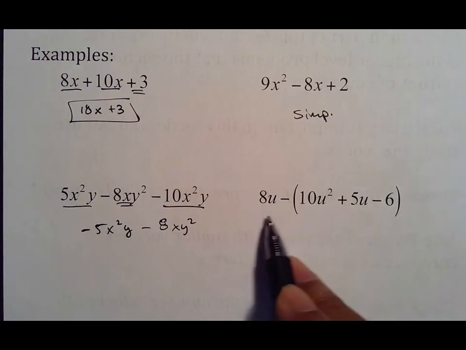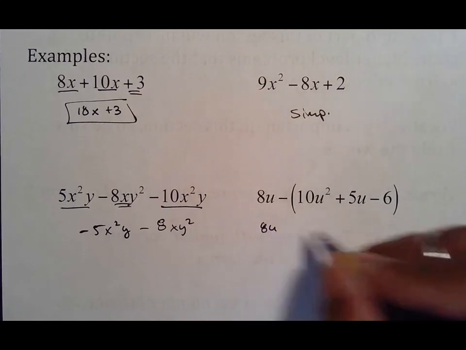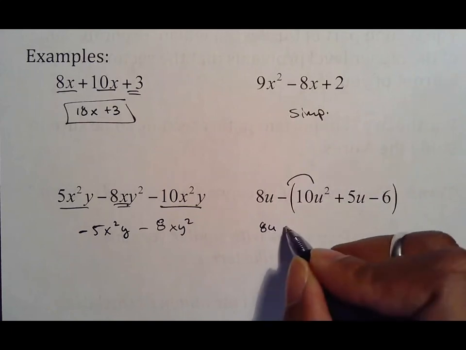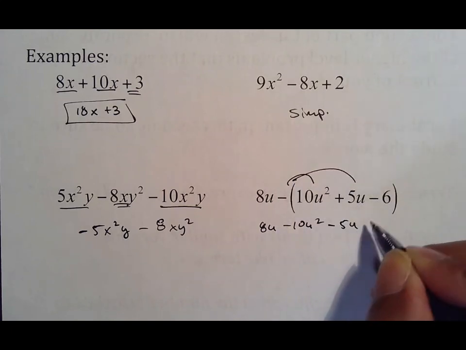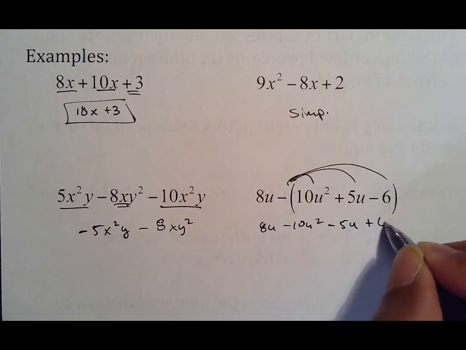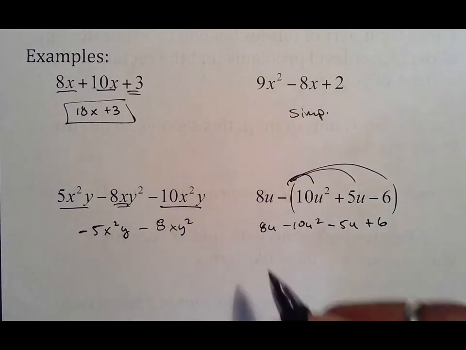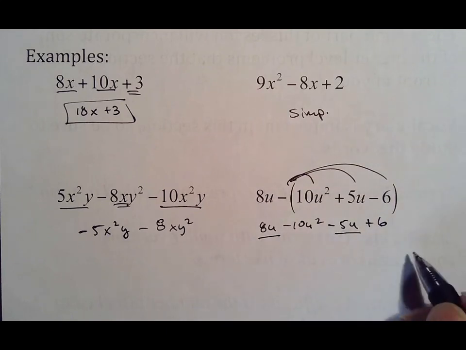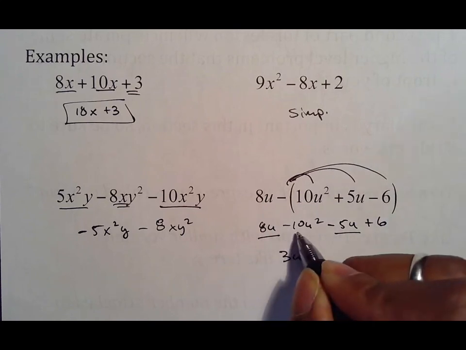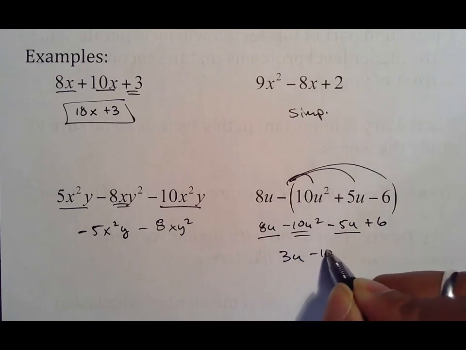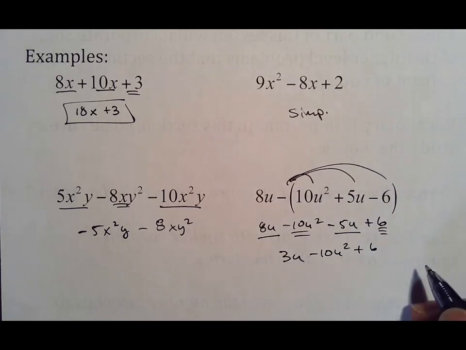Minus all of this is going to put your distributive property together. So 8u right now sits while this distributive negative flips to 10u squared, flips to 5u, flips to negative 6. Now we put like terms together. 8u goes together with negative 5u. Positive 8, negative 5 makes positive 3. Negative 10 has nothing to go with. 6 has nothing to go with.